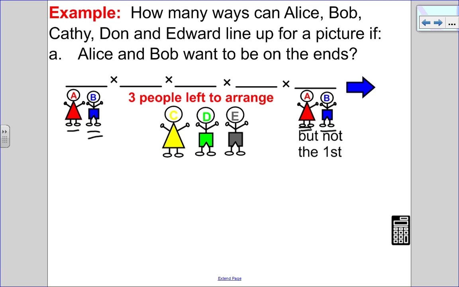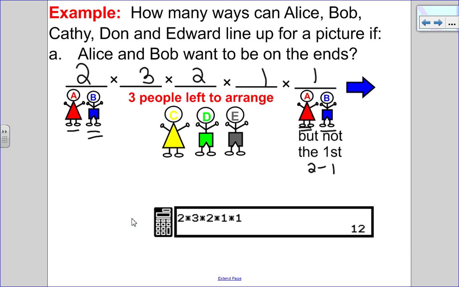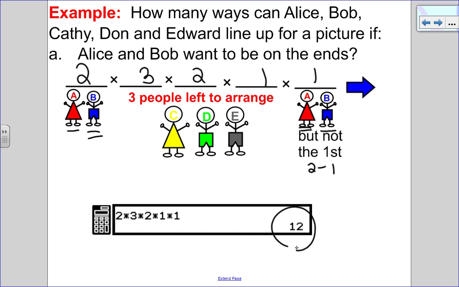And then Kathy, Don, Edward, we have 3 people left to arrange. So looking at that, I have 2 choices for my first one, and then 1 choice here because it's Alice and Bob, take away whoever sat in the first. And then here I have 3 people left to arrange. So that's just 3, 2, 1. Okay, so I can multiply those together, and I can see that there are 12 ways that happens.